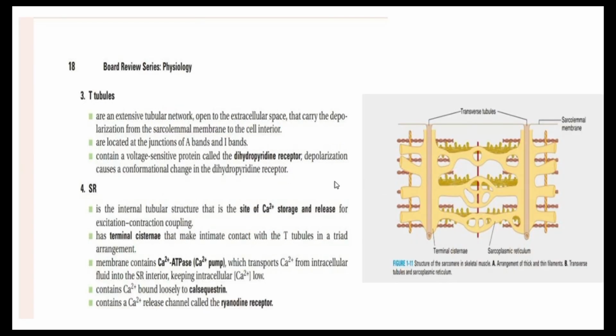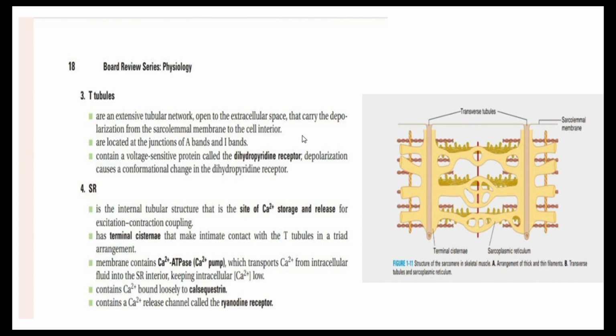Okay, then we have the T tubules and the smooth endoplasmic reticulum. So we know that the myofibrils are surrounded by smooth endoplasmic reticulum and invaginated by the transverse tubules, or T tubules. The T tubules are an extensive tubular network that is open to the extracellular space because it carries the depolarization from the sarcolemmal membrane to the cell interior.